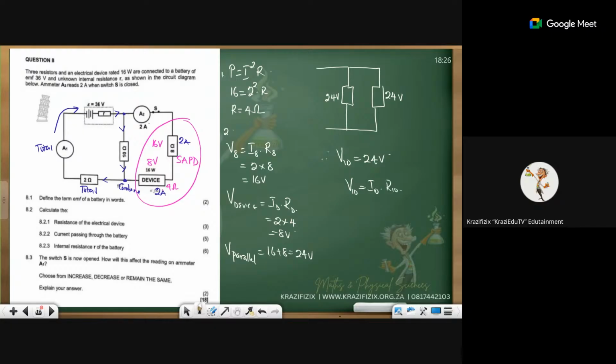Do I know my voltage? 24. Do I know my current? Nope. Do I know my resistance? 10. What's the current there? 2.4 amps. Total current, therefore, is 2.4 plus 2, which is 4.4 amps. Please let me know, guys, if it makes sense, everybody.